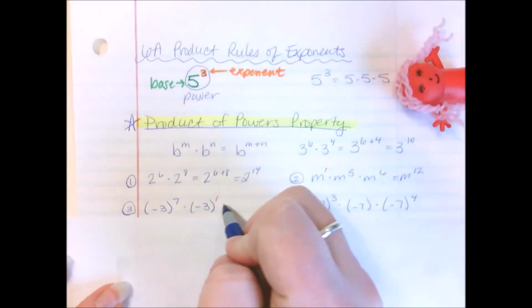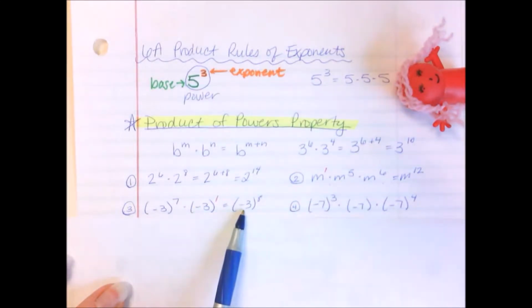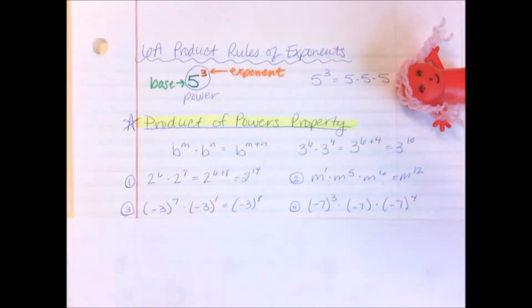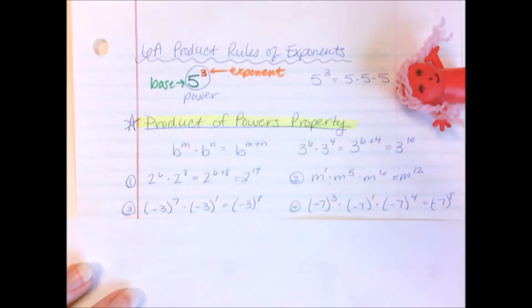It's important that that negative 3 stays in parentheses. When a base is negative, you always have to keep that base in parentheses. Otherwise, your answers will not come out correctly. In number 4, we have negative 7 to the 3rd, negative 7 to the 1st, negative 7 to the 4th, to give you negative 7 to the 8th.